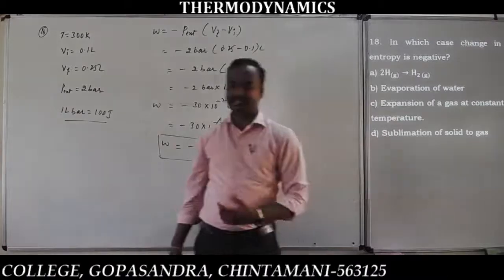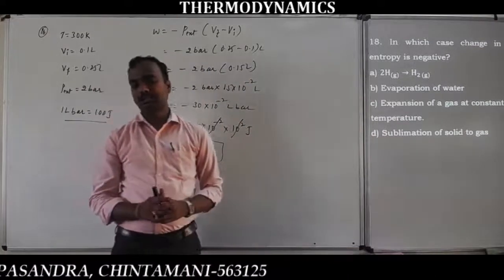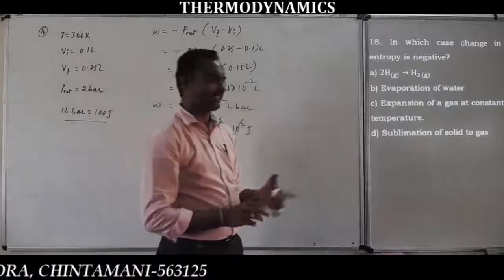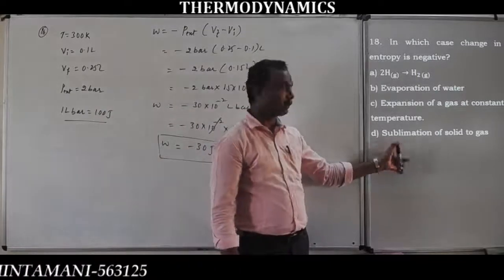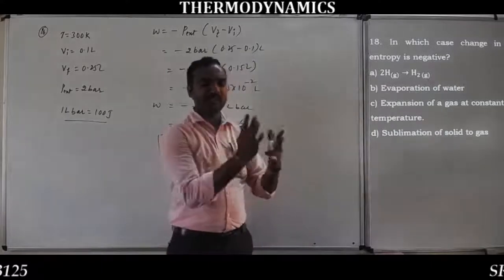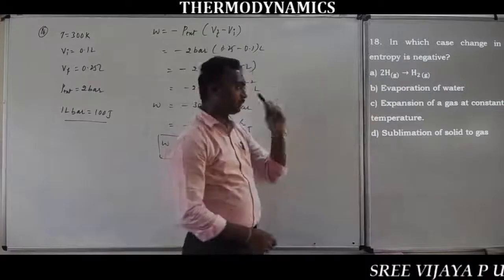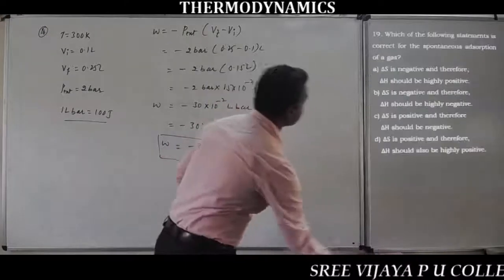Sublimation of solid to gas: in a solid there is no movement of constituent particles, in gas there is movement of particles, so again delta S is positive. But here, with two gases, we have to check the number of moles, which has decreased. Therefore in equation A, the delta S is negative. Therefore option A is the correct answer.